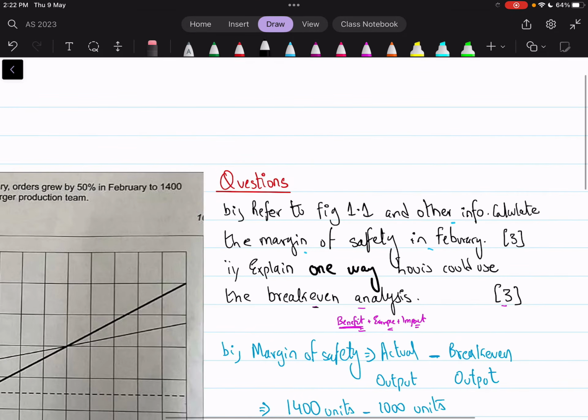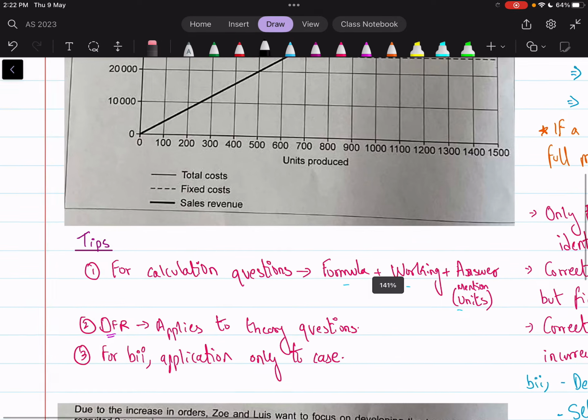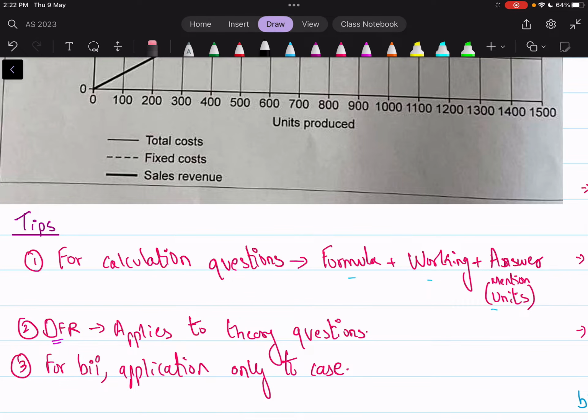Alright, so for the 3-mark question, always remember there's a certain structure that I always tell my students. For calculation questions, write the formula, show your working, and then mention the answer in the correct units.